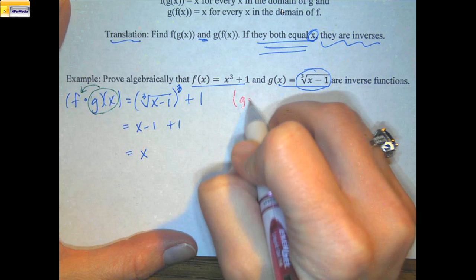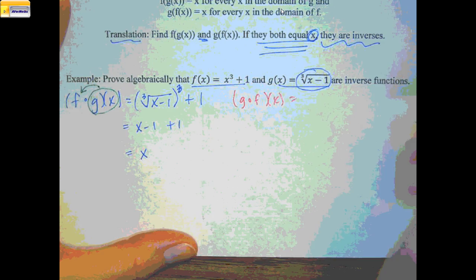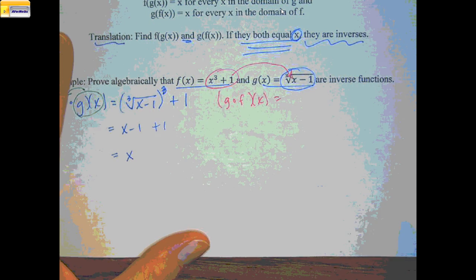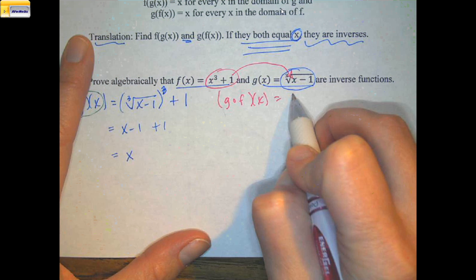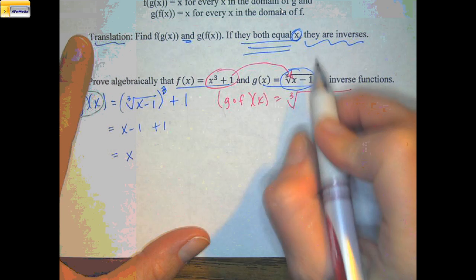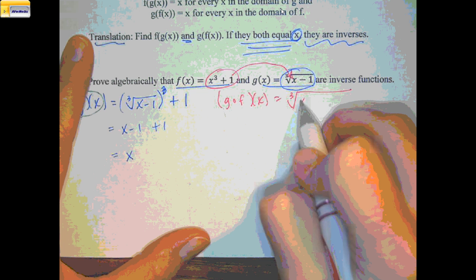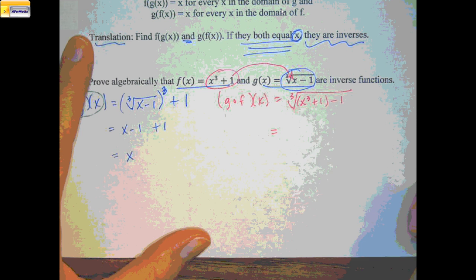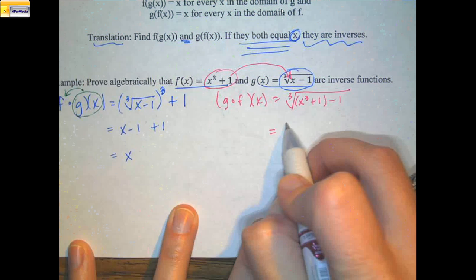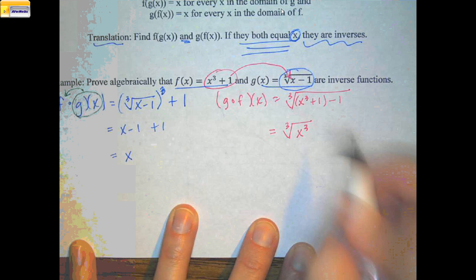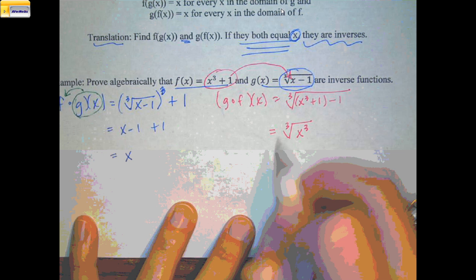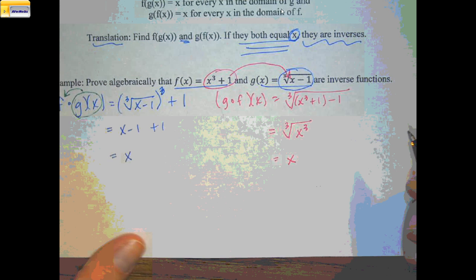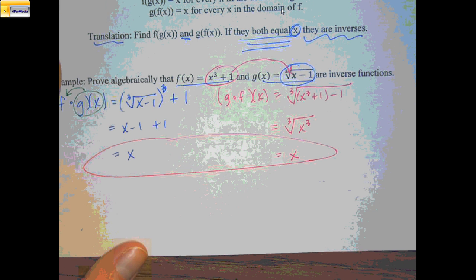Now we're going to find, let me get a different pen, g of f of x. It's not goff. G of f of x. That's where you take f of x and you put it in for that x. So now I have the cube root of, not x minus 1, but x cubed plus 1 minus 1. We simplify it so that we have the cube root of x cubed, because negative 1 and positive 1 cancel each other out. The cube root of x cubed is x. I got x on both, so we're good.